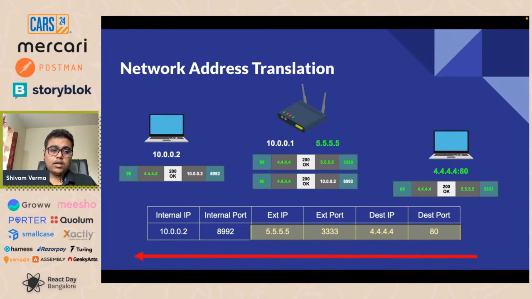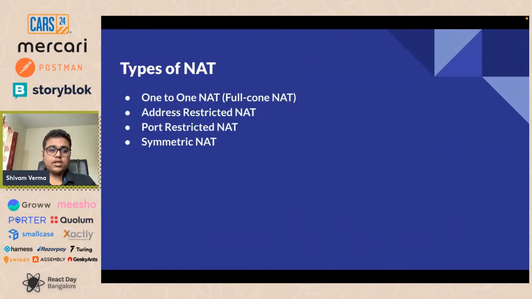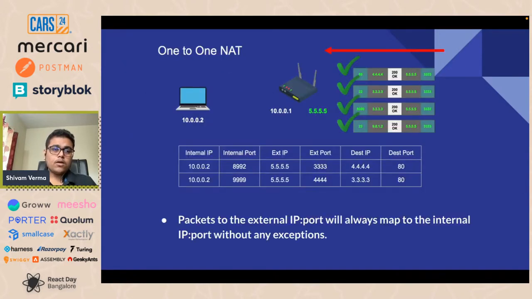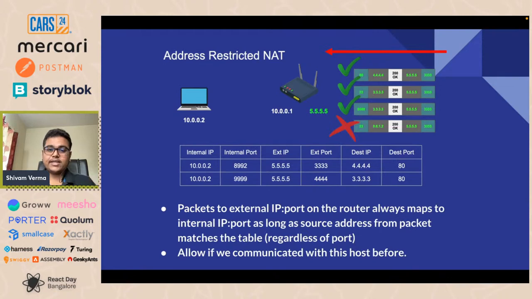There are four types of NAT in the current world: one-to-one NAT, address restricted NAT, port restricted NAT, and symmetric NAT. So what is one-to-one NAT? One-to-one NAT does not have any restriction. Any request which was made via the router and whose response came back is let through to the private IP without any checks. All the requests just go through. For restrictions, there is address restricted NAT.